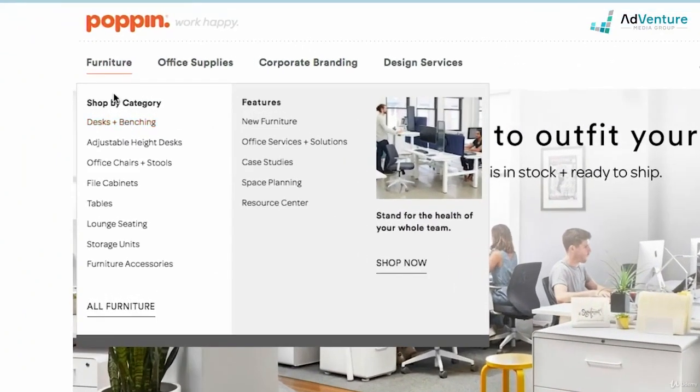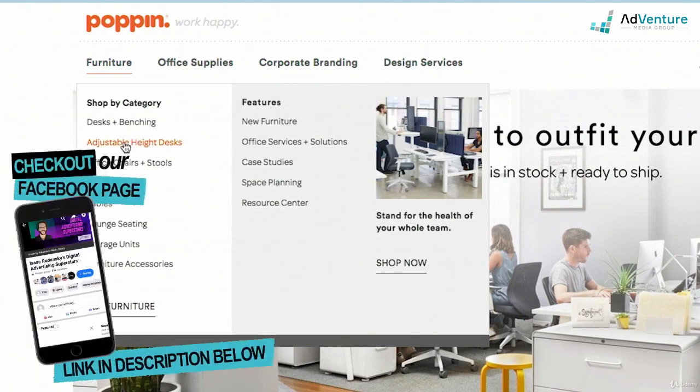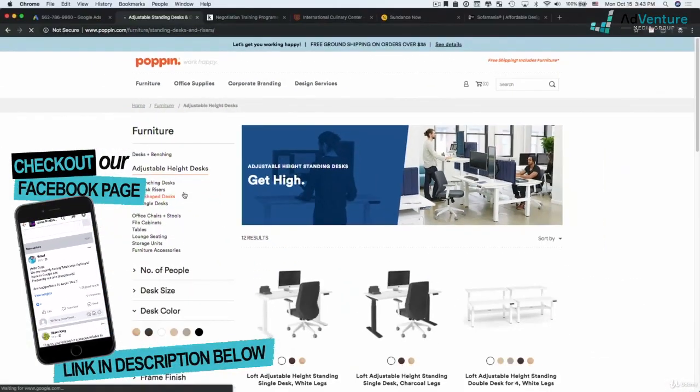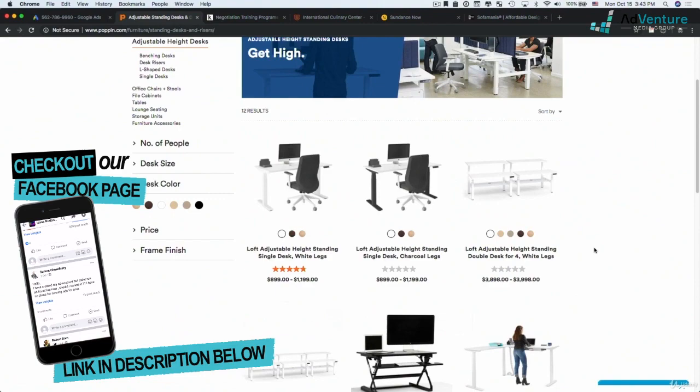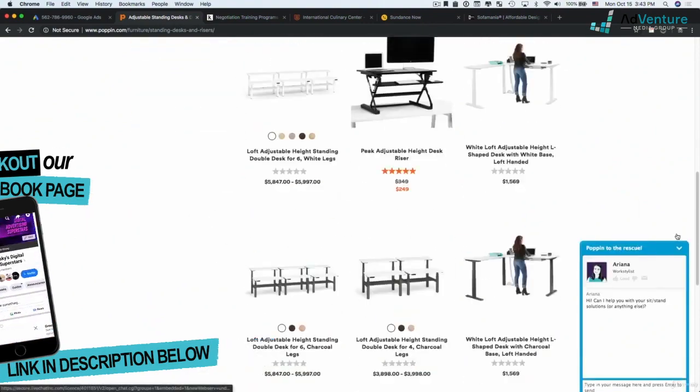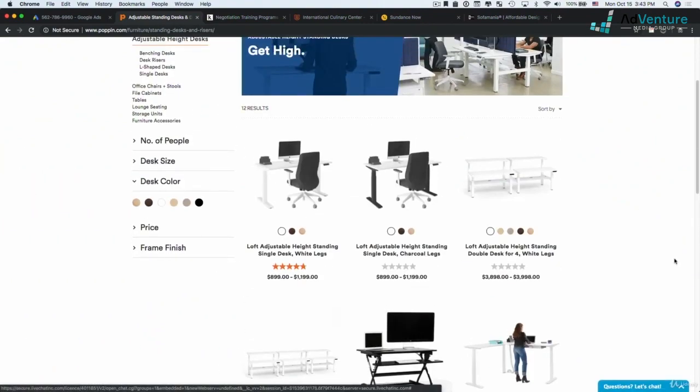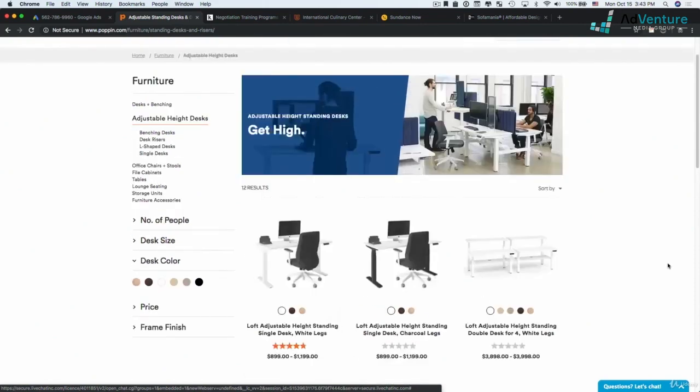So under my furniture campaign, I might have an ad group for desks and benching, an ad group for adjustable height desks, and if I click into adjustable height desks in my ad group, I'll see that I have these products and these product pages. You want to also think about what page you want to send that traffic to. So you don't want to be too broad, and you also don't want to be too specific.